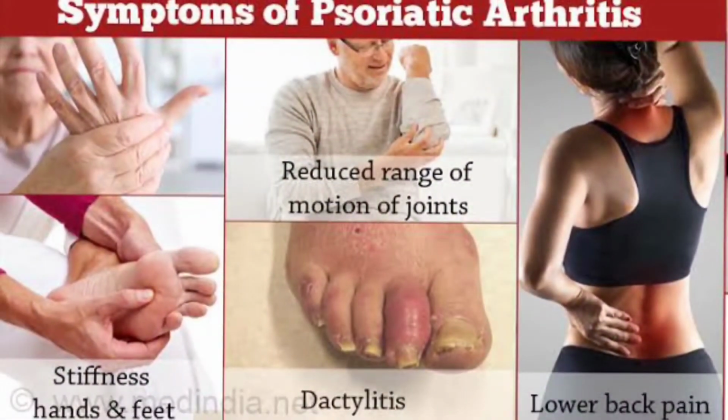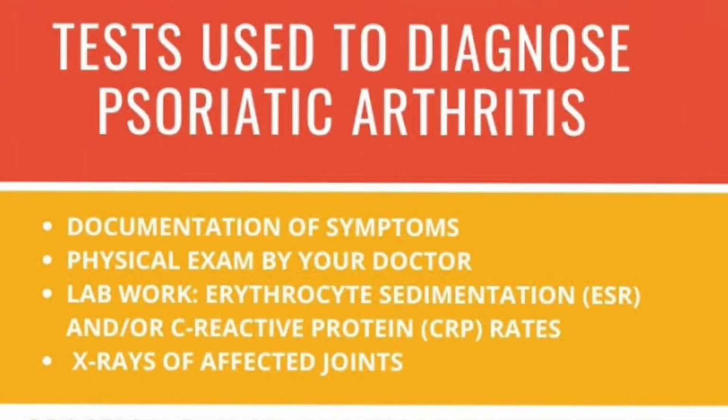Now friends, let's discuss the diagnosis of this psoriatic arthritis. It resembles rheumatoid arthritis, so the Rh factor test can be helpful in differentiating the two. Physical examination can be done, and a health history of psoriasis can also be taken during the diagnosis. X-ray, CT scan and MRI are also helpful in this.